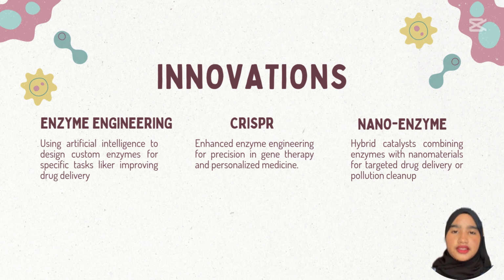For example, using CRISPR-Cas13 to target RNA, allowing temporary gene modulation for viral infection. Third, nanoenzymes are hybrid catalysts combining enzymes with nanomaterials for targeted drug delivery or pollution cleanup. They are cheaper and more stable than natural enzymes. Nanoenzymes are used in medical diagnostics to detect glucose and cancer biomarkers.